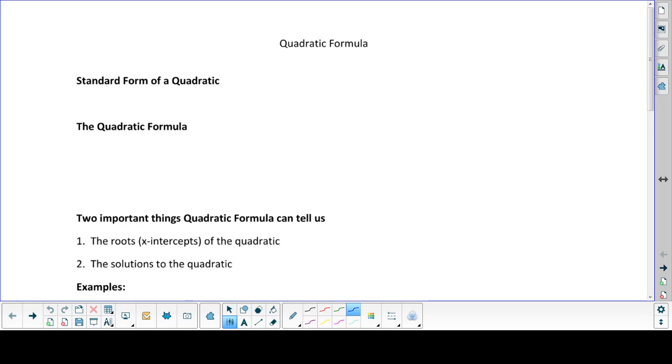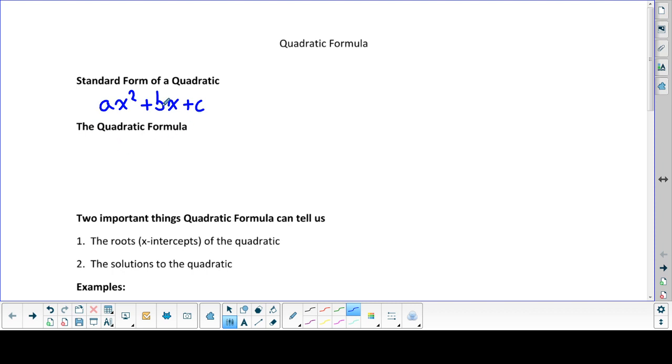All right, so we're going to be looking at the quadratic formula, and before we start talking about the quadratic formula itself, first we're going to talk about the standard form of a quadratic. So quadratics can come in a number of forms, but for standard form, we always want it to look like this: ax squared plus bx plus c, and this usually equals 0 or it equals y. Depends on whether it's a quadratic for graphing or if we're solving a quadratic. We'll talk about that later.